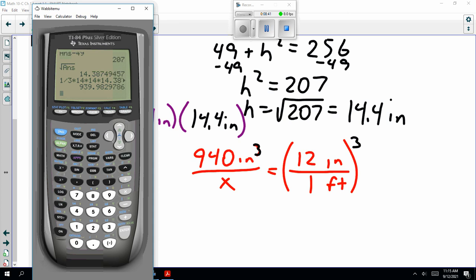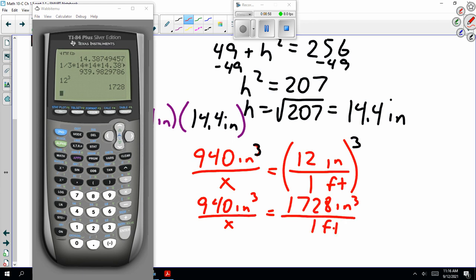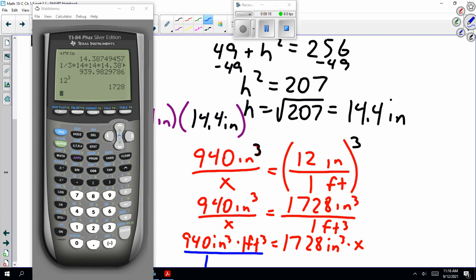12 to the power of 3 is 1728. So it's 940 inches cubed over x equals 1728 inches cubed over 1 foot cubed. Now 1 cubed is 1. So now I cross multiply. I get 940 inches cubed times 1 foot cubed equals 1728 inches cubed times x. Divide both sides by 1728 inches cubed.